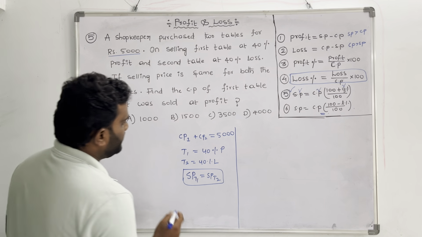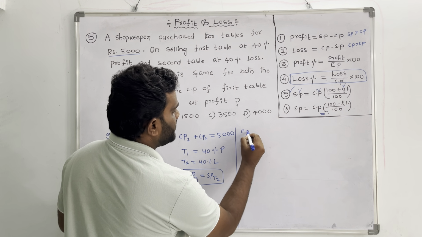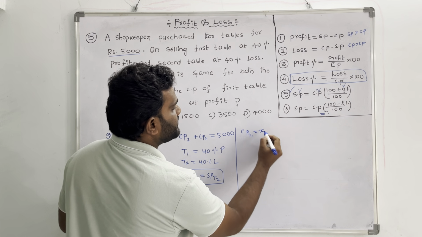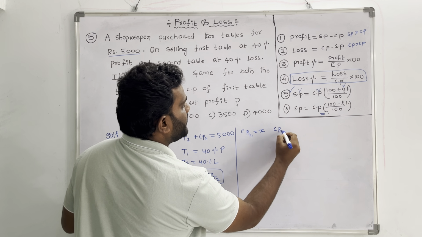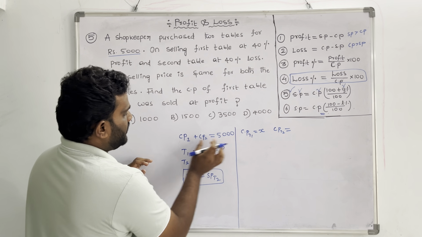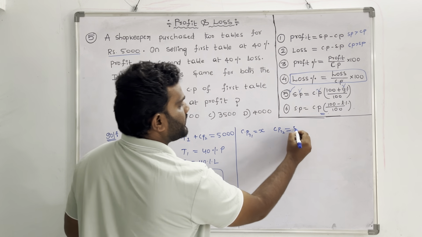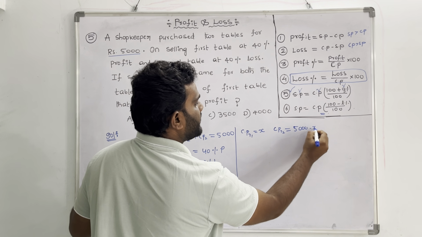Check, see here, let me assume that cost price of table 1 equals x. What will be the cost price of table 2 ultimately remaining? So in the 5,000, cost price of table 1 is x, cost price of table 2 will be 5,000 minus x, right? 5,000 minus x, the remaining amount.